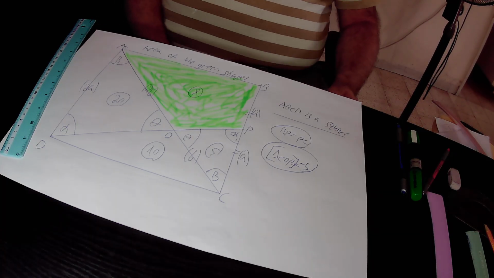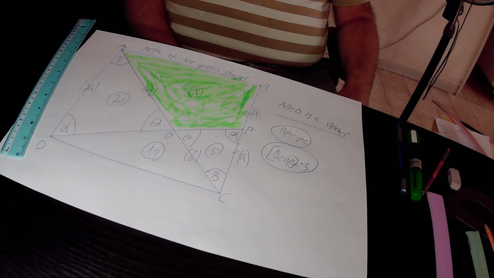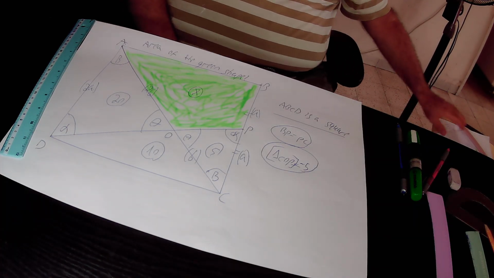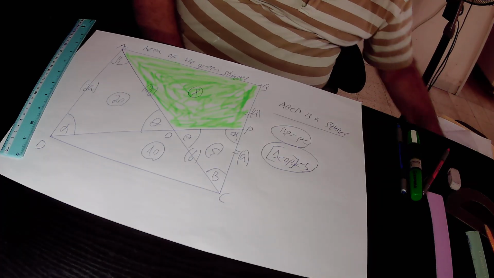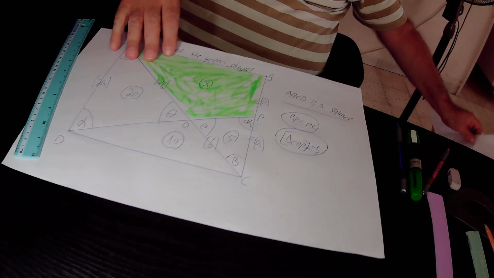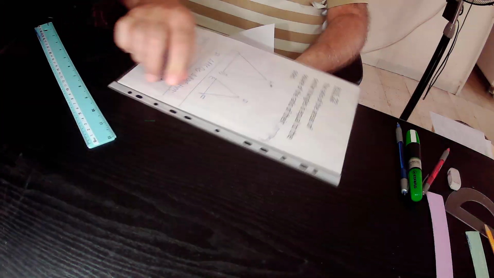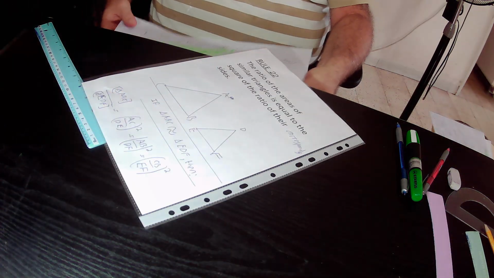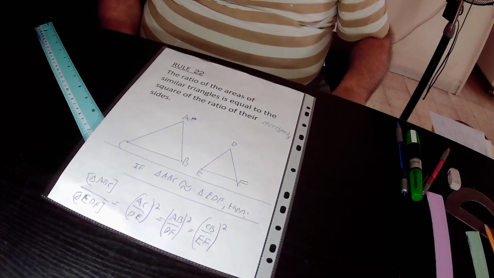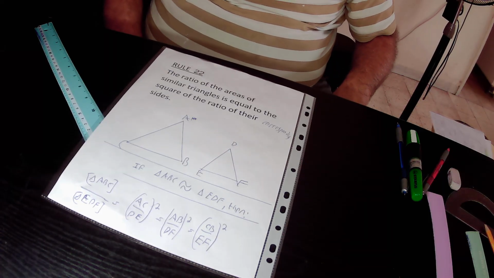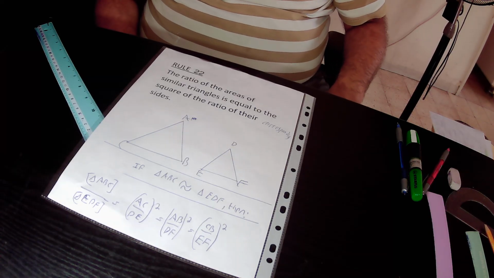In the next step, I presented to you a new rule, and we implemented the new rule in our drawing. The new rule is rule 22. According to rule 22, the ratio of the areas of similar triangles is equal to the square of the ratio of their corresponding sides.